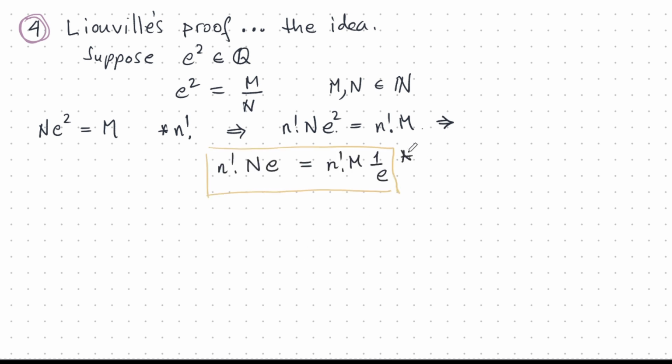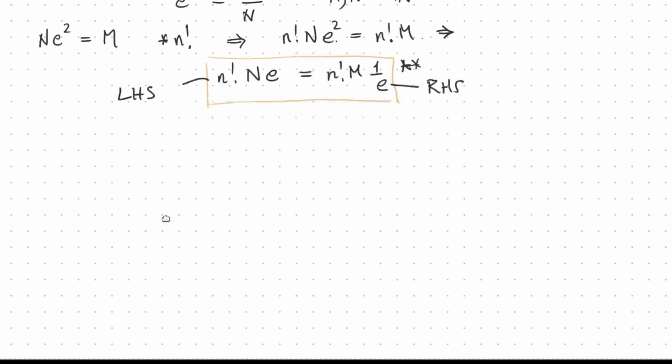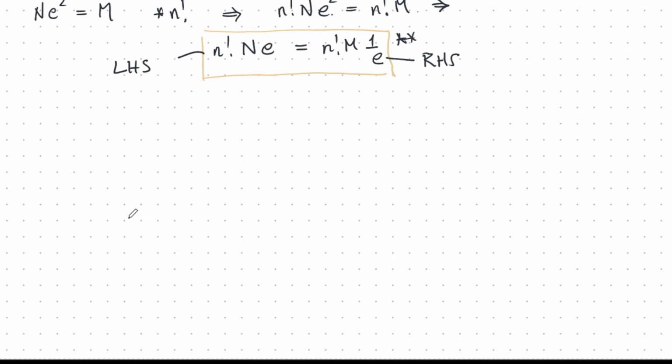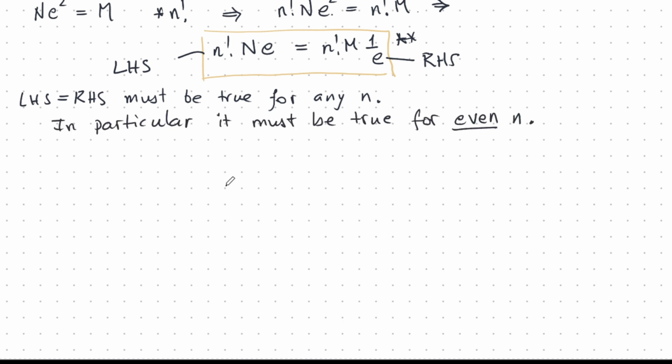This is the key idea here. Okay, so I will again call this the left-hand side, and I will call this the right-hand side. And I'm going to study the left-hand side and the right-hand side carefully. Left-hand side has to equal right-hand side for any of these n's, but in particular, it must be true for even n's. So let's assume that n is even from here on in.